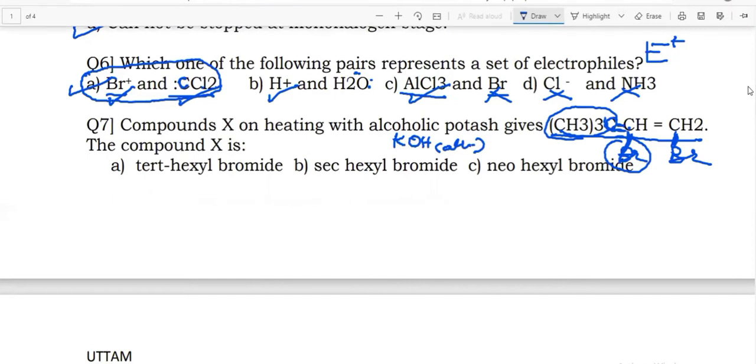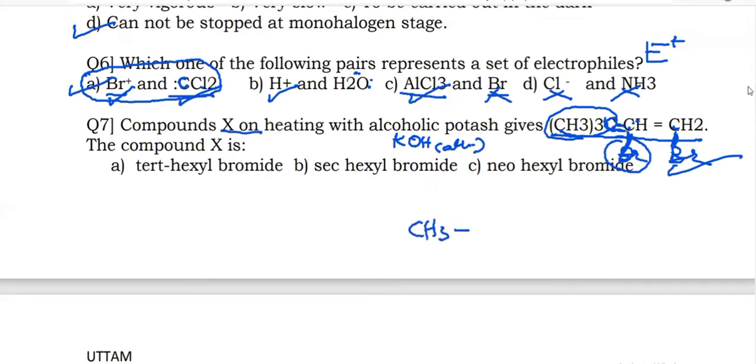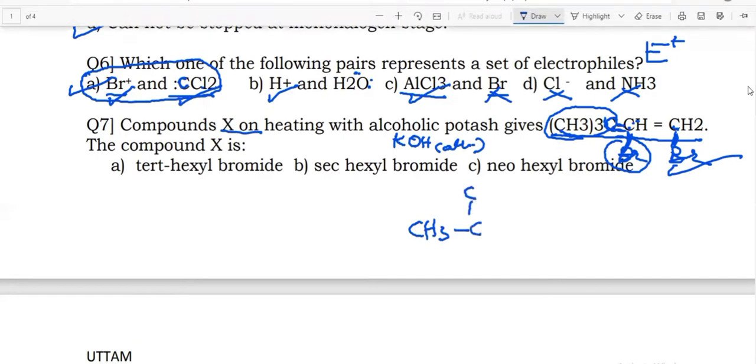But that's not the product. The double bond is present between these two carbons, right? So obviously Br should be present on the first carbon. So what will be the structure of the original alkyl halide X? The answer here is (CH3)3C-CH2-CH2-Br. This is the original compound. When this is treated with KOH, you'll get this compound.